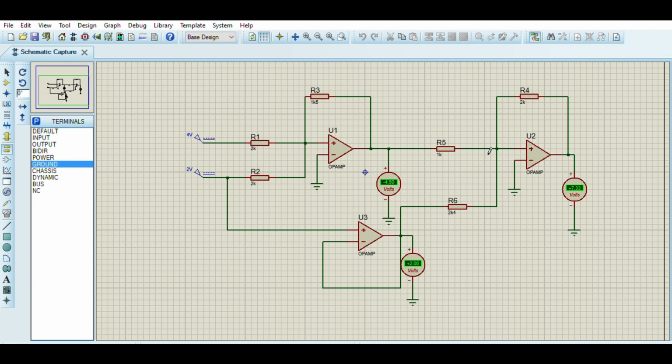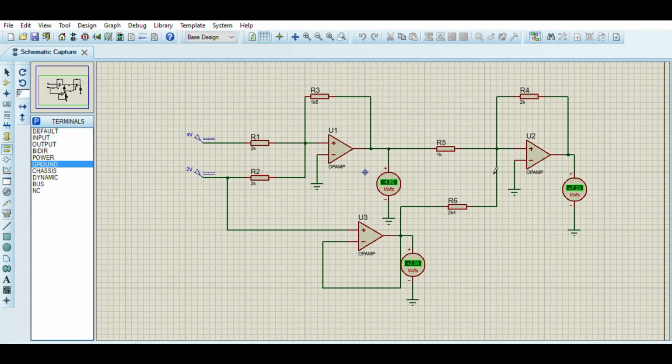So as you can see here, the value for V01 is equal to negative 4.5. The value for V02 is equal to 2 volt. And the value for V03 is equal to 7.33 volt. It is the same as the calculation method. Negative 4.5 for V01, 2 volt for V02, and 7.33 for V03.